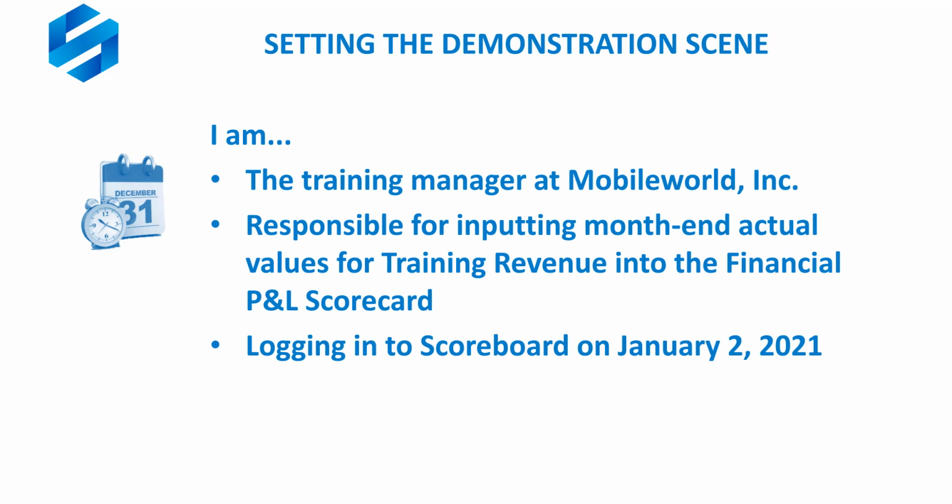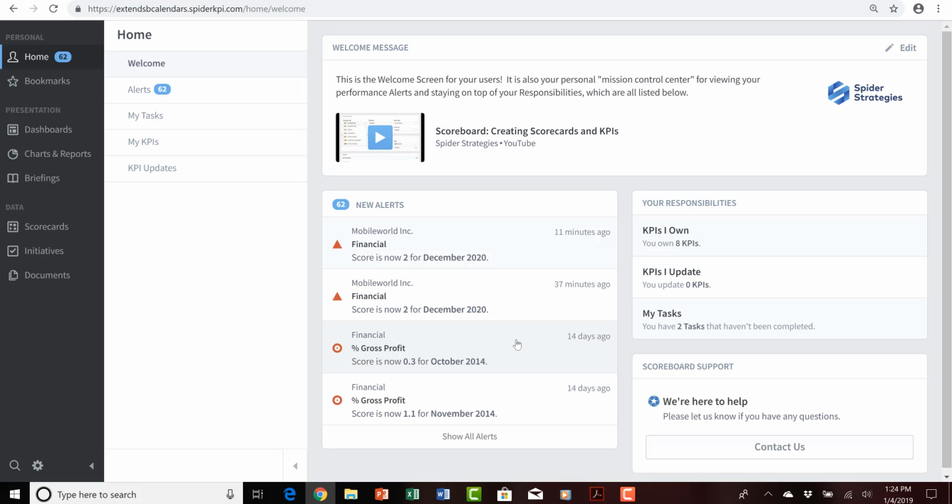Before we get into the demonstration, let's set the scene. I am the training manager at Mobile World Inc. I'm responsible for inputting month-end actual values for training revenue into the financial profit and loss scorecard, and I'll be logging into the Scoreboard system on January 2nd of 2021. Let's jump into the demonstration.